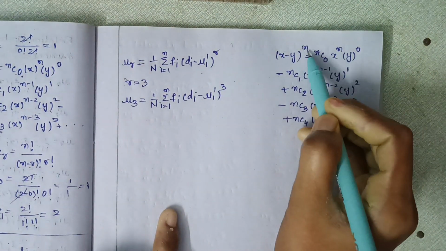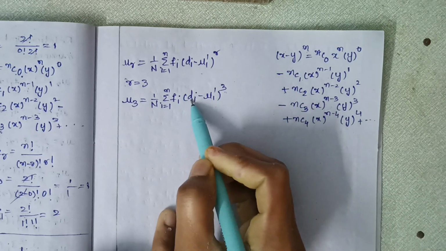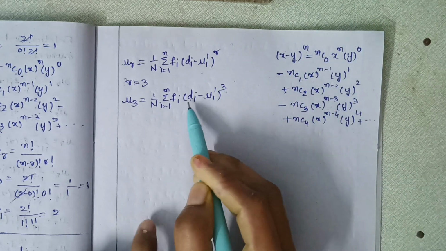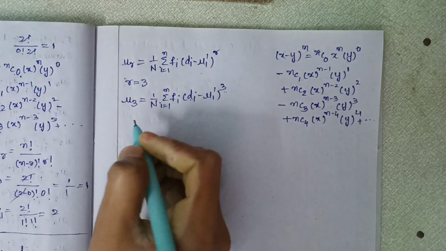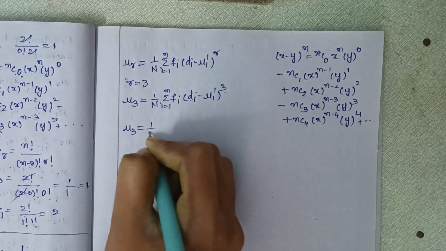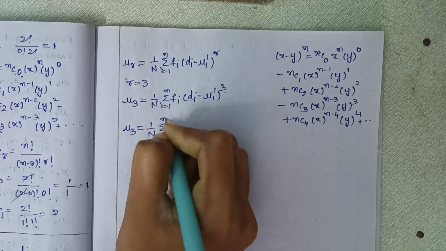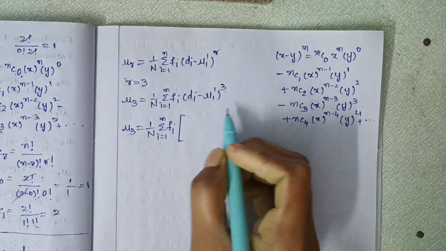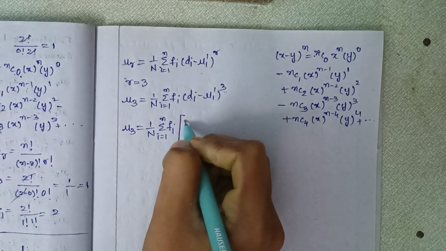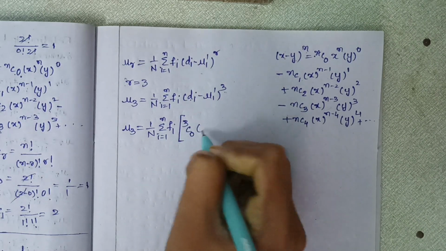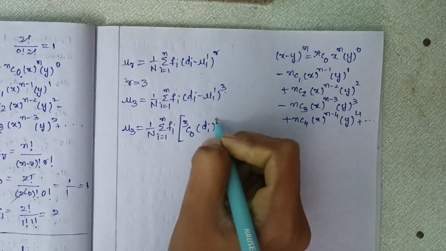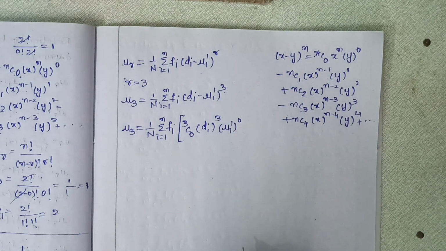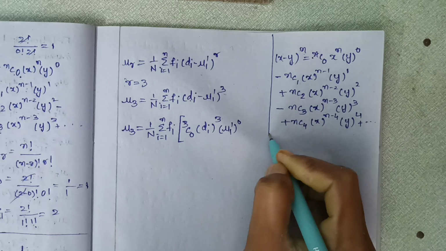So here our n is 3 and x is di, y is mu 1 dash. So in the place of x, y and n we have to replace these values simply. Therefore mu 3 equals 1 by n summation i equals 1 to n fi, make a whole bracket here. Now substitute these values in the place of n, x and y. So n is 3, 3C0 into x is di, di to the power of n, and y is mu 1 dash whole to the power of 0. I'll make a line here so that you can easily understand.